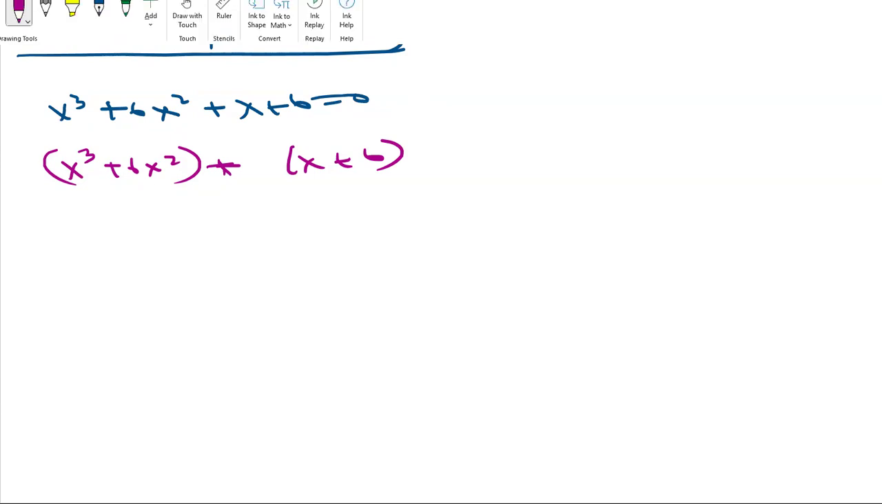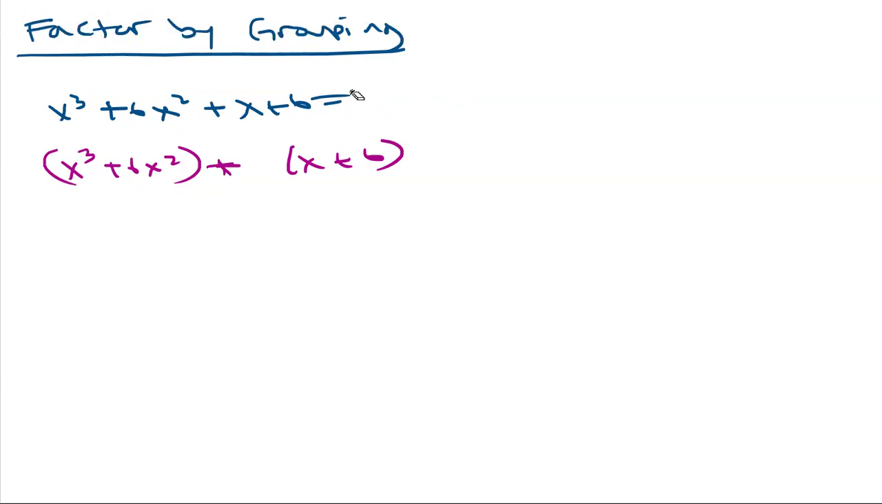There shouldn't be an equal sign here, we're just factoring. So now let's look at the left side here. What is the greatest common factor I can pull out of x cubed and 6x squared?